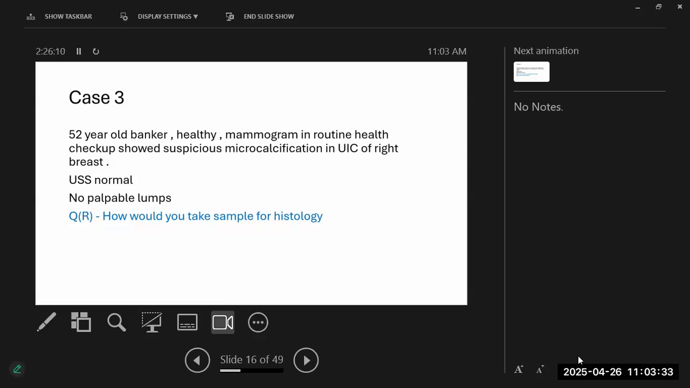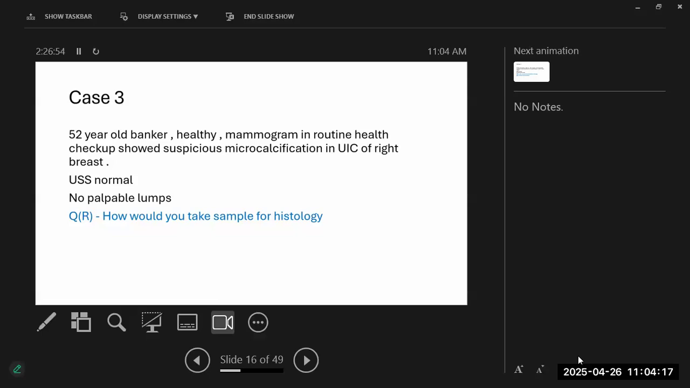Right, because the yield is more. The other method is stereotactic core biopsy. That can also be done on mammography, but for microcalcification we are not comfortable doing that because you can miss the microcalcification, especially if it's a small cluster. But core biopsy can be used for asymmetric densities, small lesions, mass-like lesions and architectural distortions, which we can't find on ultrasound. So in this case, stereotactic vacuum-assisted biopsy would be the best way to sample.